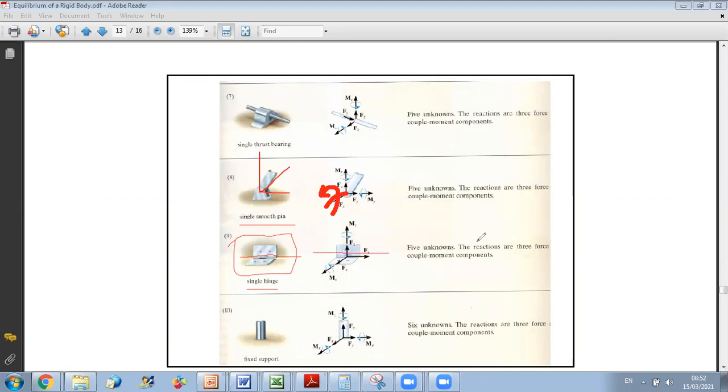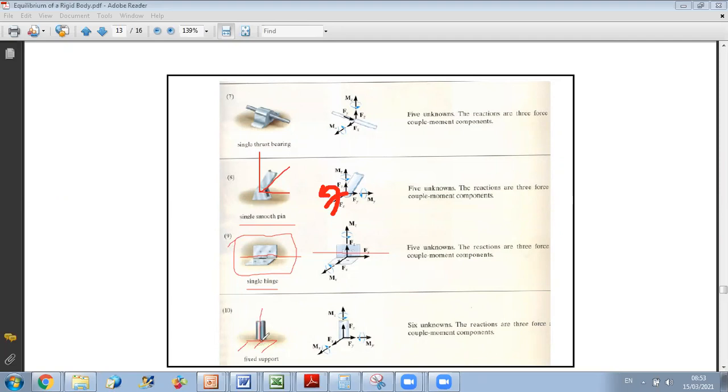Okay. And finally, the fixity. The fixity will not allow me to do anything. It's like 2D. In 2D, a fixity develops 3 types of reaction because it will not allow translation and will not allow rotation. But in 3D, it will develop 6 reactions because I cannot move in any direction.